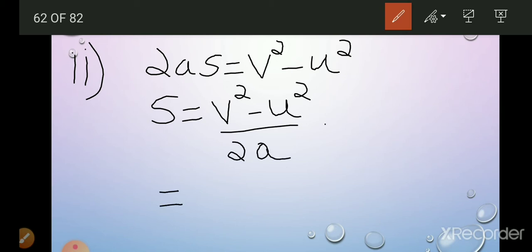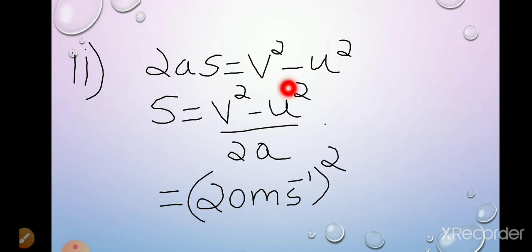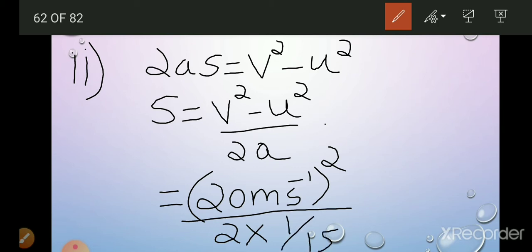So substitute, v square is 20, so it is 20 meter per second whole square, because here u is equal to 0. Initially the train was at rest, so u equal to 0. So now divided by 2, we have got the acceleration as 1 divided by 15 meter per second square.